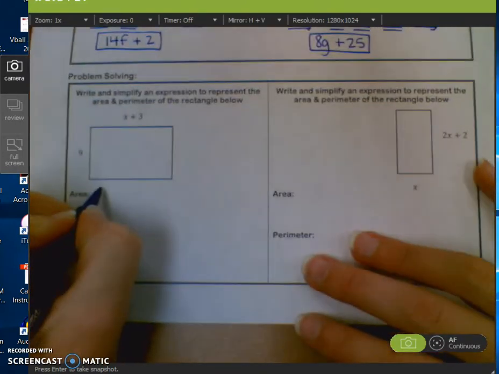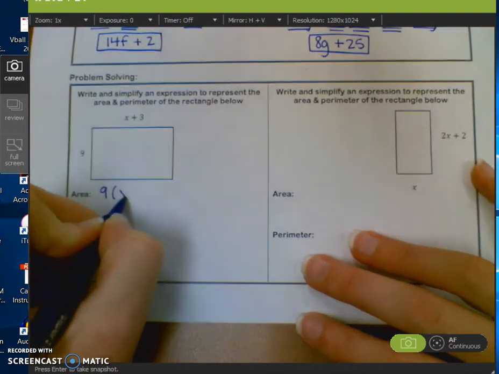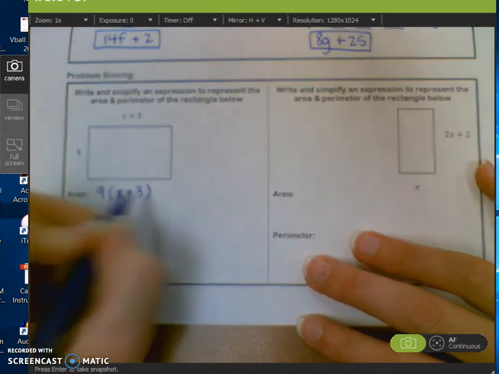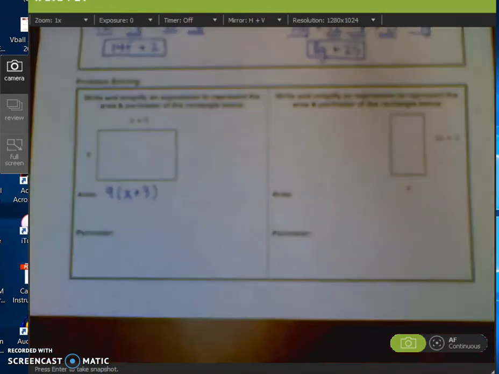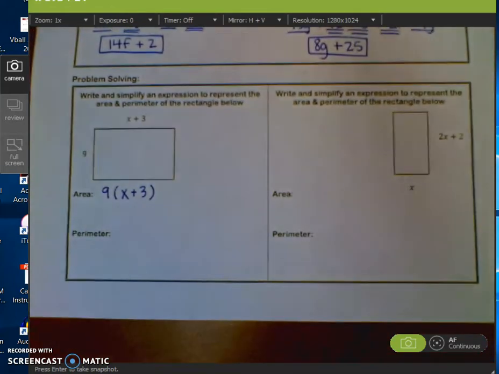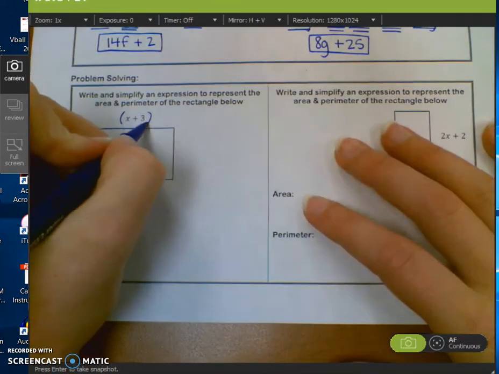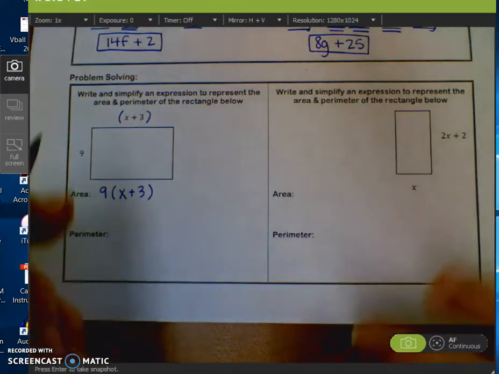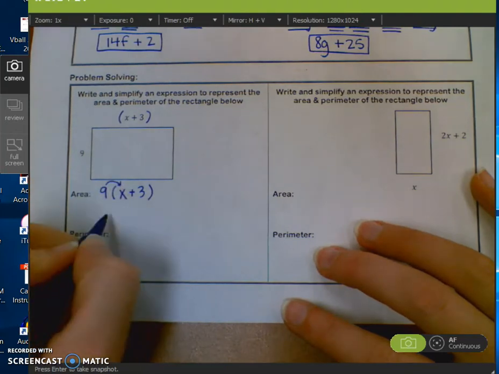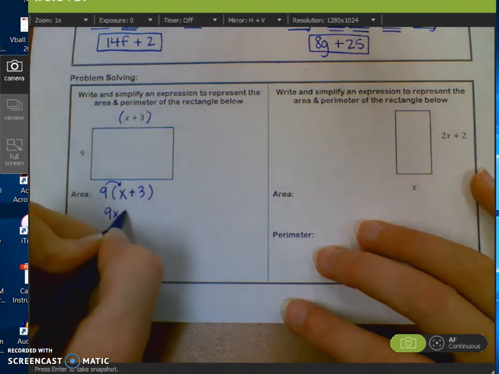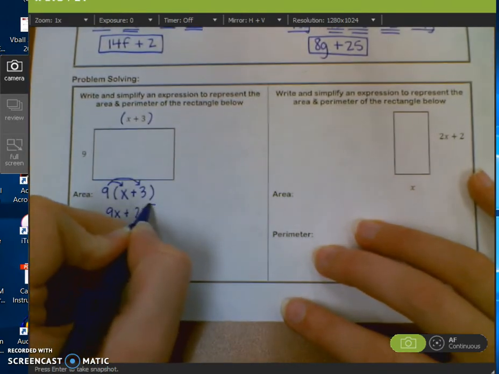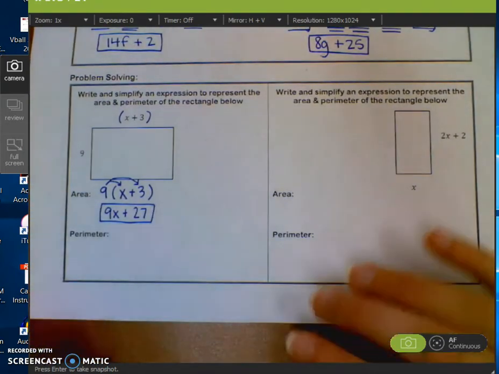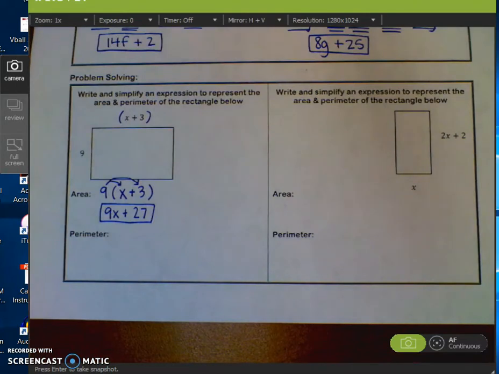And when we do that, 9 times x plus 3, we've got to multiply 9 times the quantity x plus 3. We've got to multiply it by the whole thing. And so x plus 3 has to go inside parentheses is really what that boils down to. And so we know that 9 times x is 9x. I can bring down my plus sign, and 9 times 3 is 27. And so the area of this rectangle can be represented by the expression 9x plus 27.